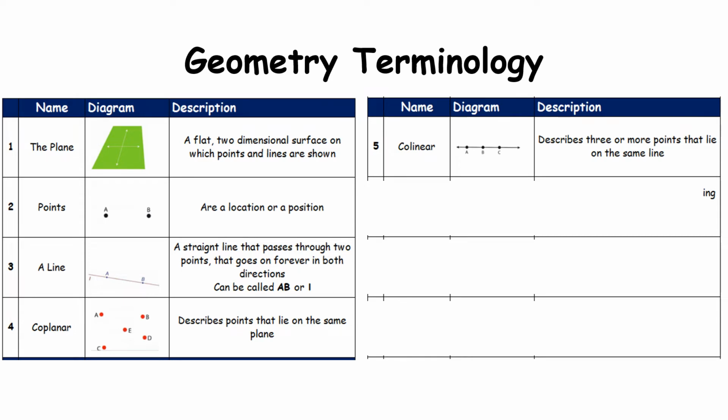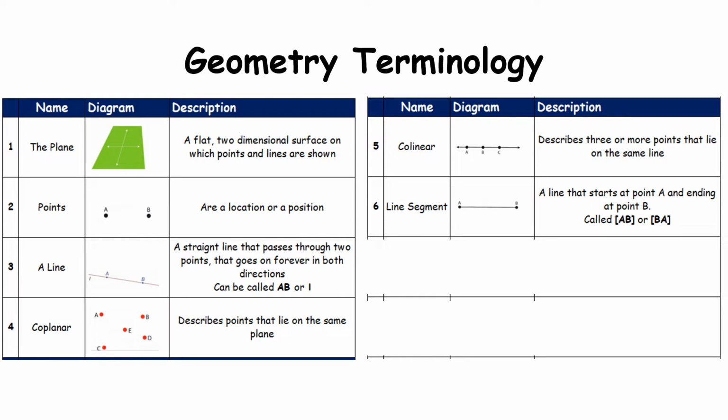Coplanar describes points that lie on the same plane. Collinear describes 3 or more points that lie on the same line. And 3 or more is important because any 2 points will lie on the same line, because if I draw any 2 points, I can also draw a line that connects them. It's only as we add in the third point or more that we suddenly have a deviation from that.